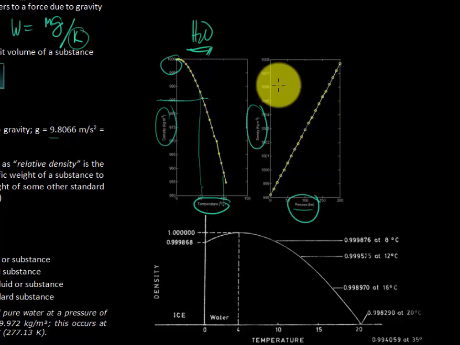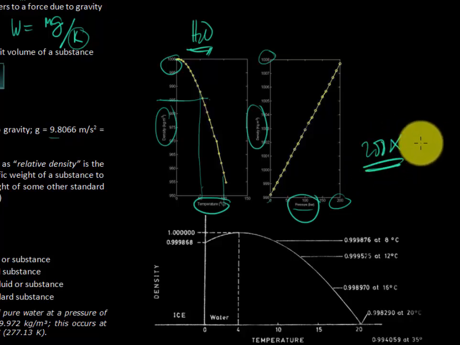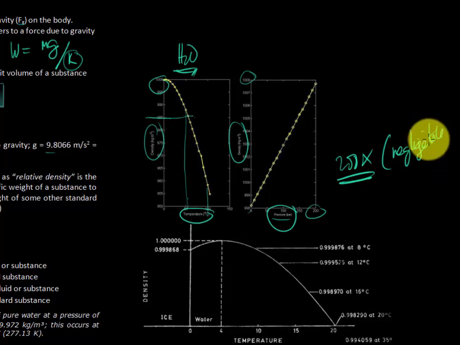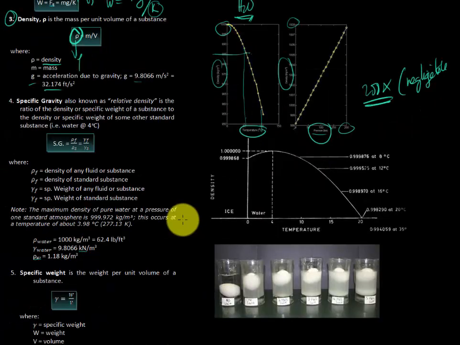To change the density from 900-something to, let's say, 1008, we have to multiply the pressure by 200 times, which we can say is negligible. So next is the specific gravity. Specific gravity, also known as relative density, is the ratio of the density or the specific weight of a substance to the density or the specific weight of some other standard substance, in this particular case H2O. Again, the reference substance for liquids like water, mercury, or even solids is water, wherein we take the density of water at 4 degrees Celsius at 101.325 kilopascals or 14.696 psi.